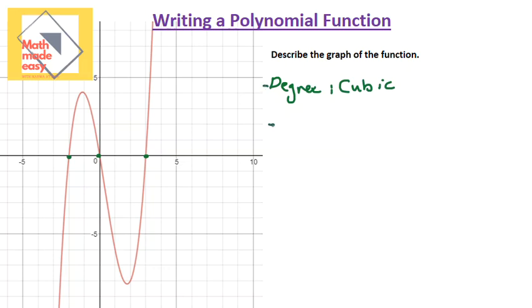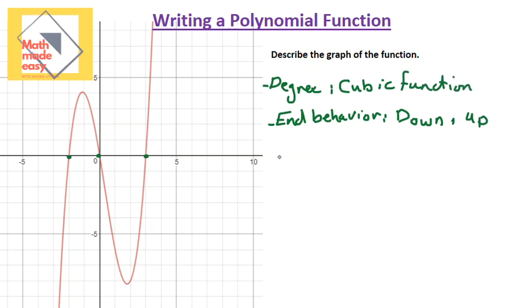What else does it represent? The second thing you should be looking at is the end behavior. As you can see here, the function starts down at the left, so this is the behavior from this end. Then it ends upwards, so the behavior on the other end is up. So now we have described the graph regarding its degree, its cubic function, and regarding its end behavior. The next thing you should be looking at is the turning points.